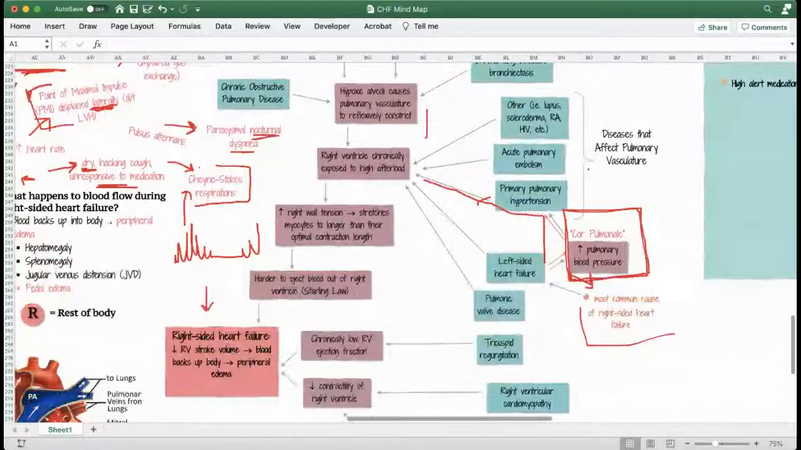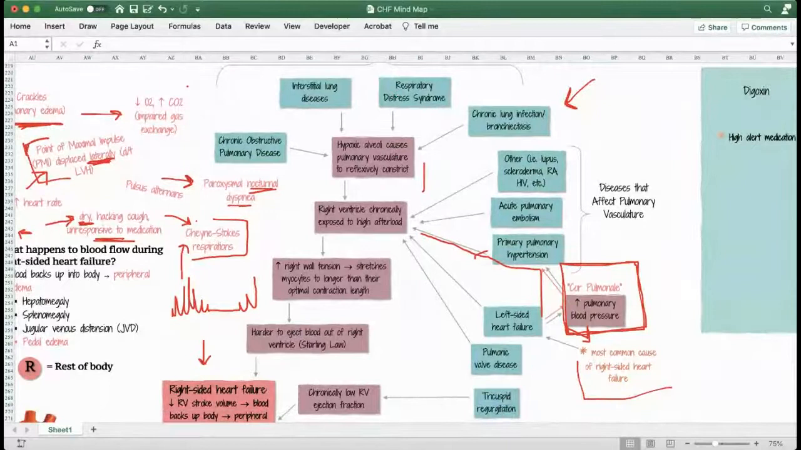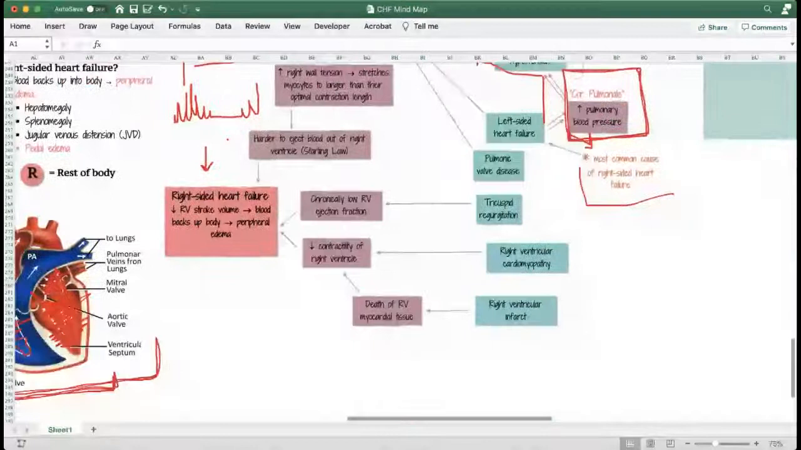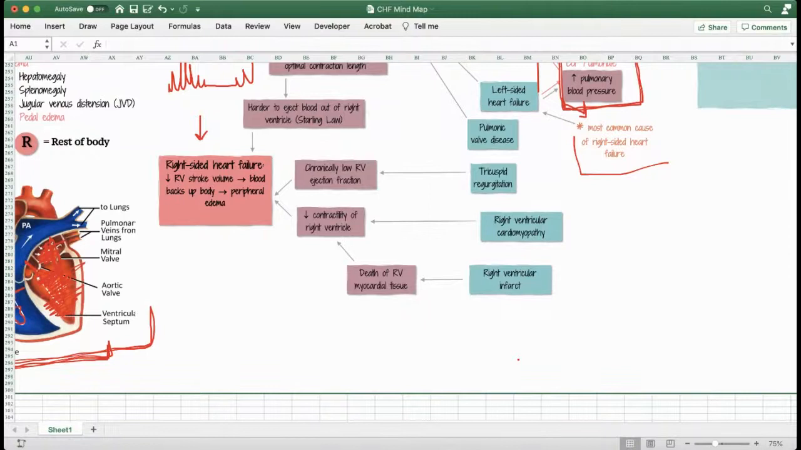So let's start with, okay, what is happening here? I feel like I switched all of this stuff up. Let's talk about right ventricular infarct, some of the things that can affect the right side on their own. An infarction in the right side, so you literally have damage to the right ventricle. Same thing here, right ventricular cardiomyopathy.